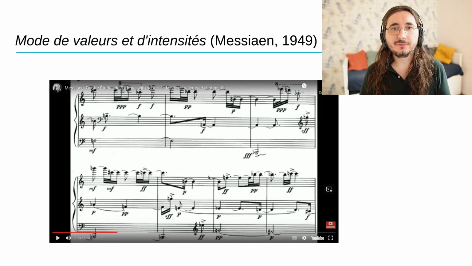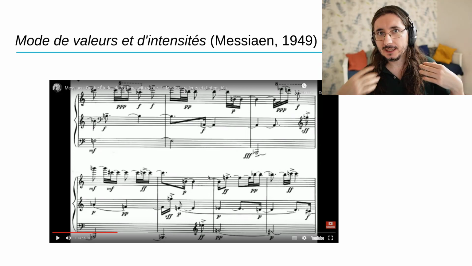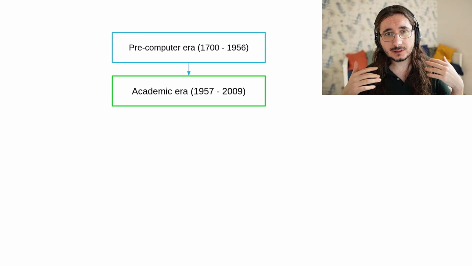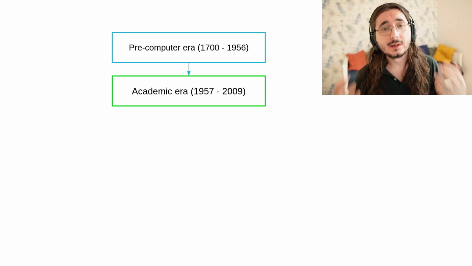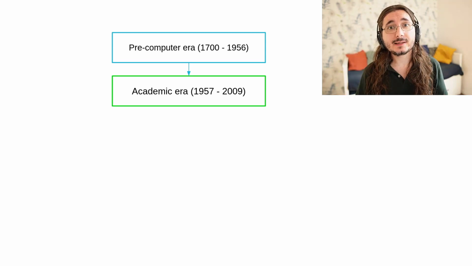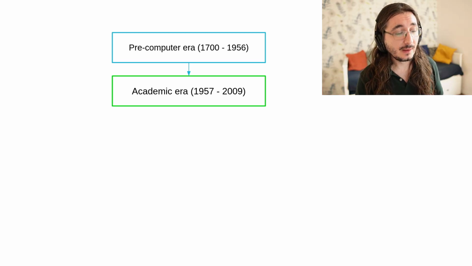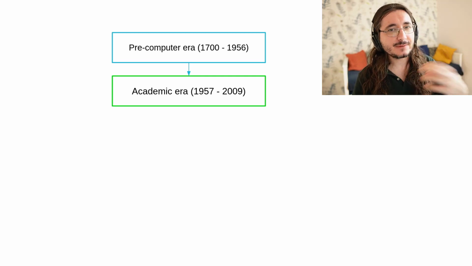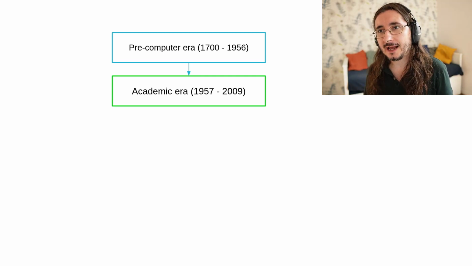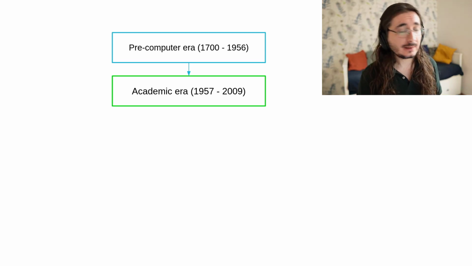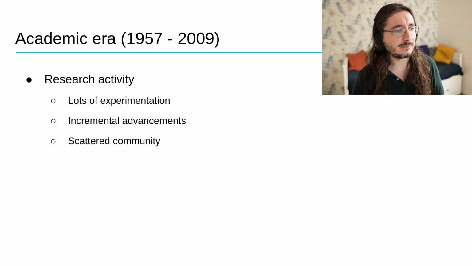Yeah, of course, this type of music is very contemporary in its aesthetics. Next, we have the academic era that goes from 1957 until 2009. And as the name of this era suggests, research in this case is done within an academic environment, within universities. This period lasts for more or less 50 years, and it's the first time where we have people actively creating music with computers. Let's take a look at some of the characteristics of this era.